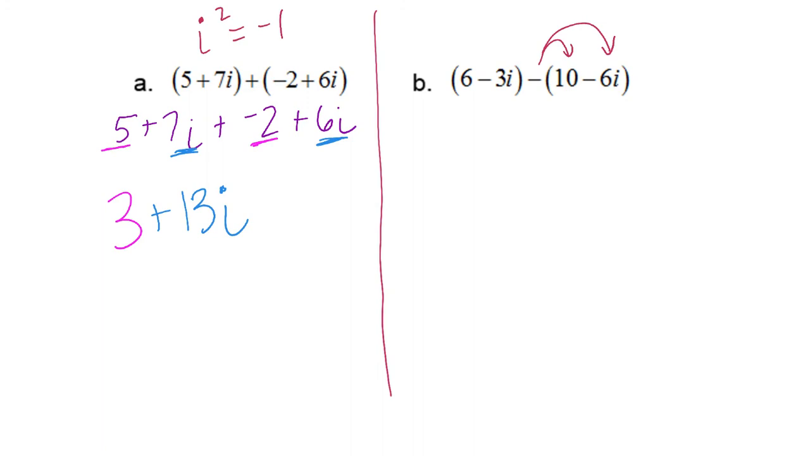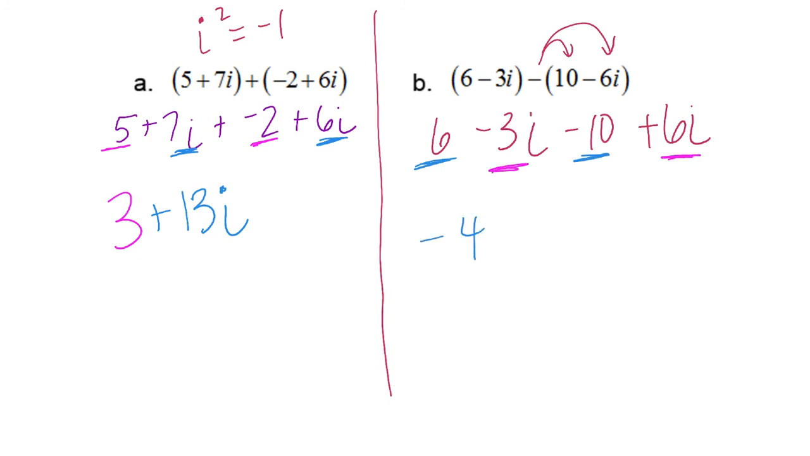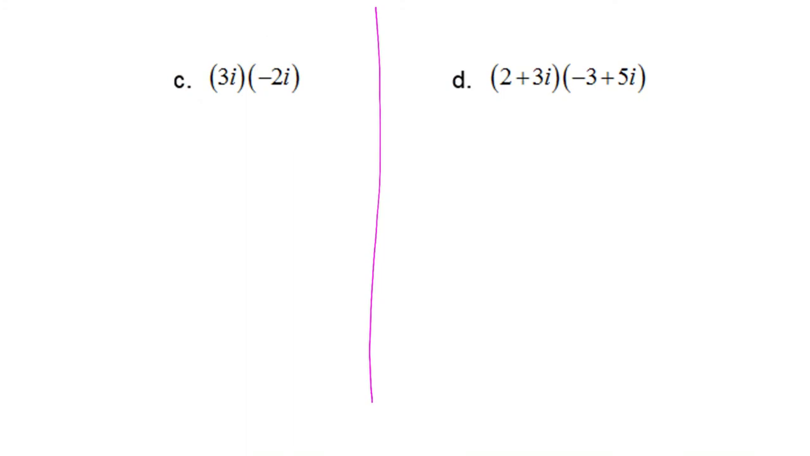So we have to distribute that negative sign. So it's 6, -3i, -10, plus 6i. We have to combine the real parts first. 6 and -10 is -4. -3i and +6i is +3i. So you want to make sure you're combining those like terms.